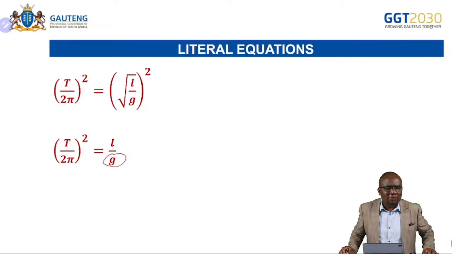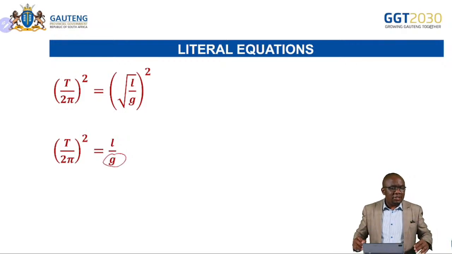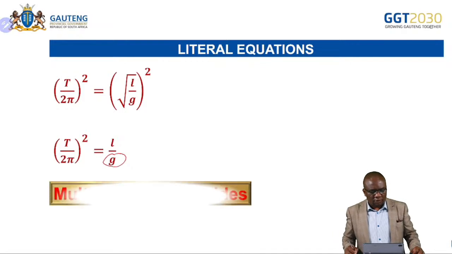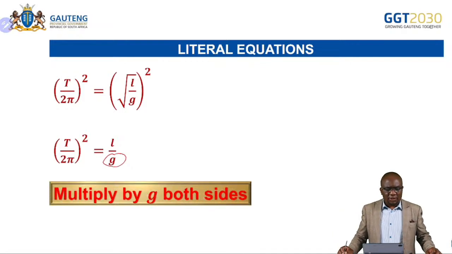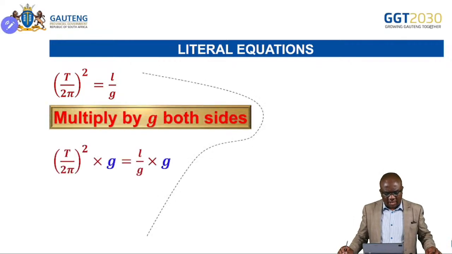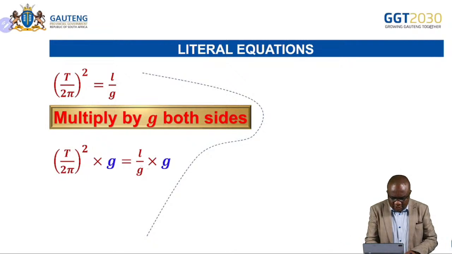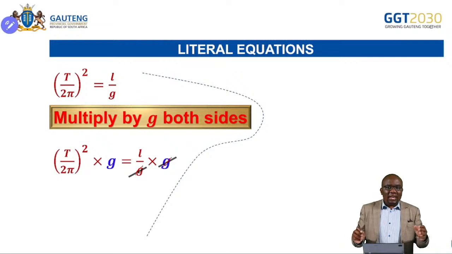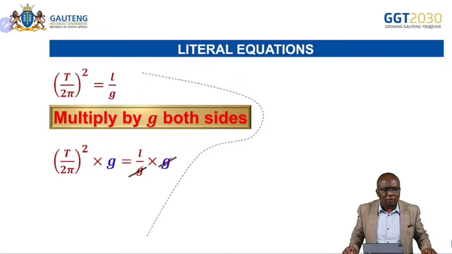How do we get rid of the G? That's division by G. So we do the inverse operation, which is multiplication by G. So we multiply by G on both sides of the equation, and then you'll get something like this. Then G divided by G is 1. You remain with L. Do you see now? L is now the subject of the formula. We have solved for L.